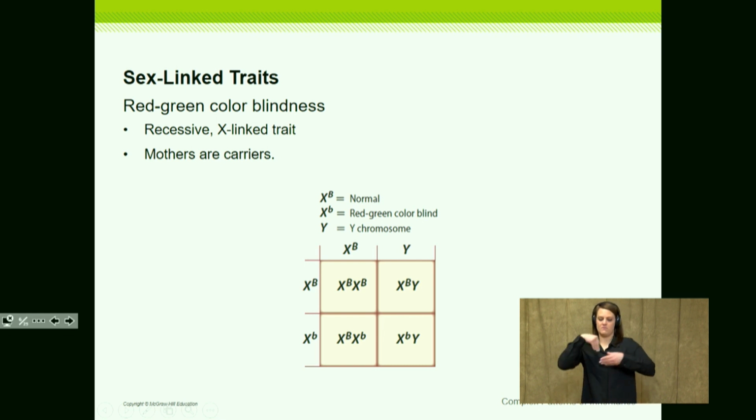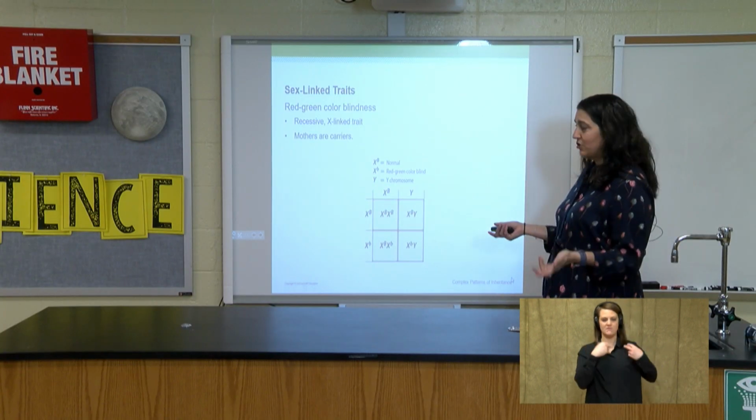Now males, again, they only have 1 X, so they can be X big B, which means you're normal, or it could be X little b with the Y, which means they're colorblind. There is no carrier status with males. You are either normal or you have the sex-linked trait.